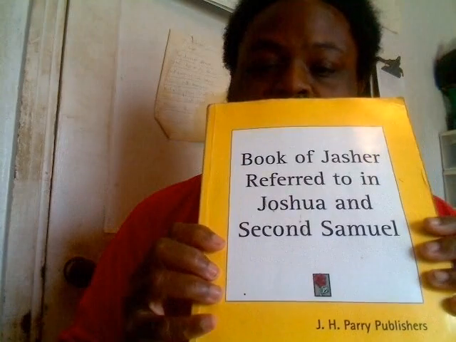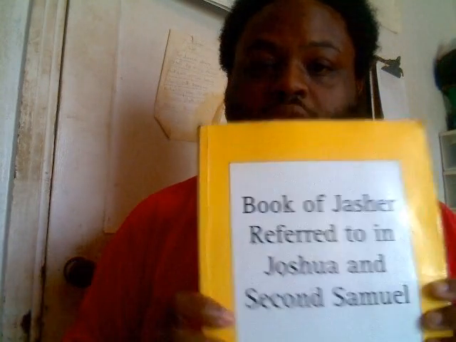And this book has, let's see how many chapters it has. It has exactly 50 chapters. Interesting, since the Jubilee is 50 years. But you have to count it by sevens. Then there is the Book of Jasher. Mine is by J.H. Perry Publishers.